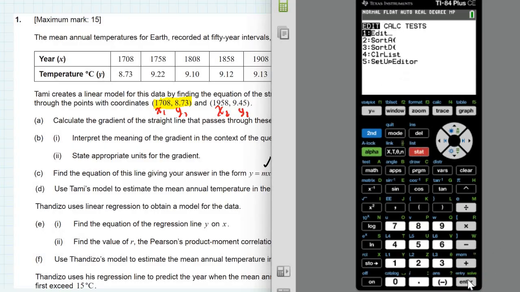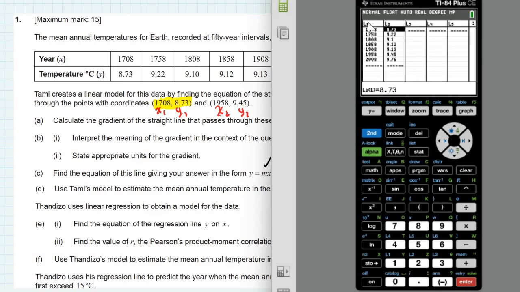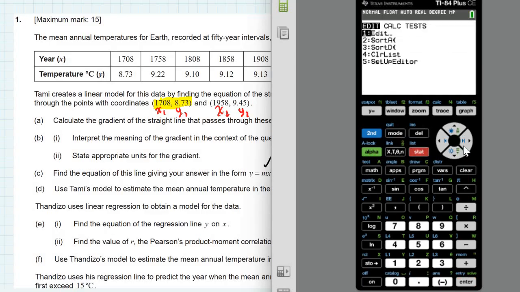Just press start and then edit. In my calculator, the L1 is the year and L2 is the temperature. After you input it, make sure that you are correct. Then press calculate and then linear regression. Make sure the x list is L1, the y list is L2, and then we calculate it.